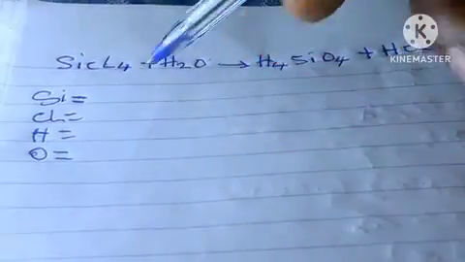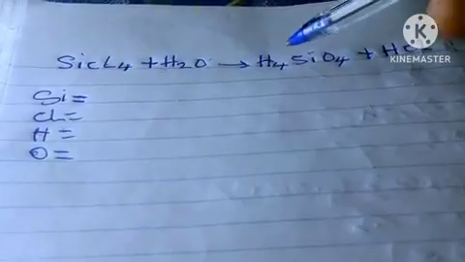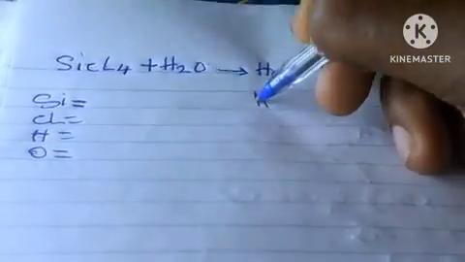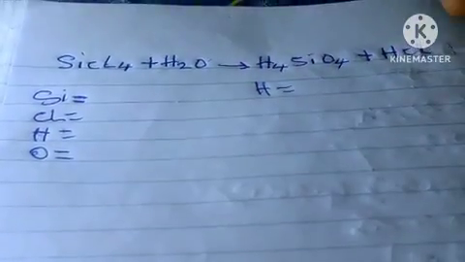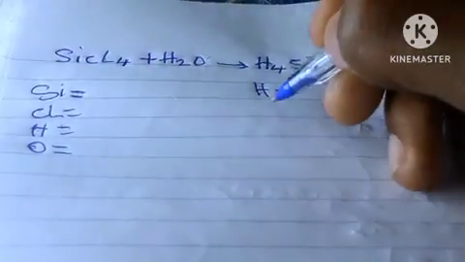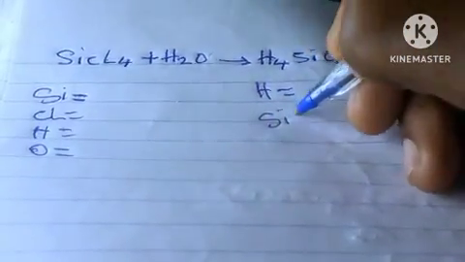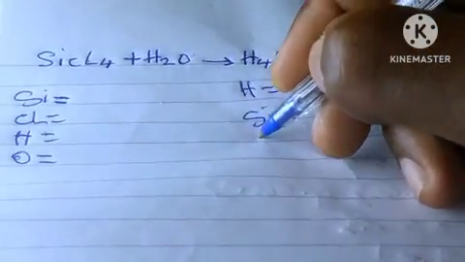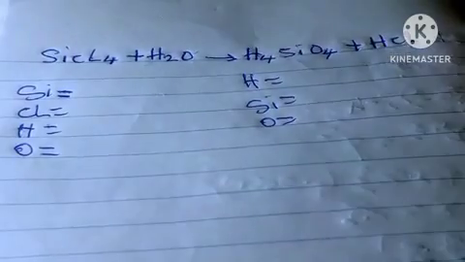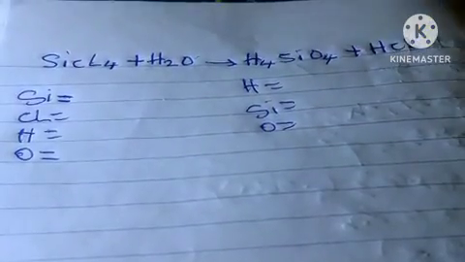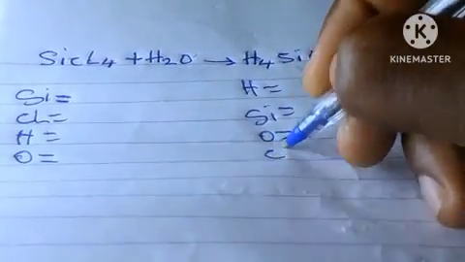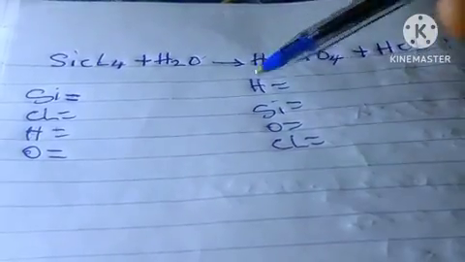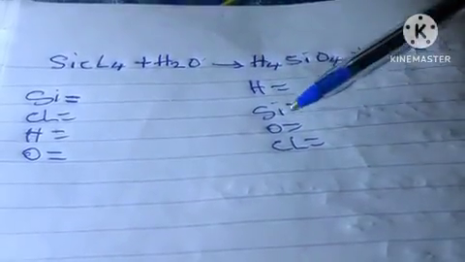So we are done with our left side. Let's come to our right side. The first one is hydrogen. Write it out. The second one is silicon. Write it out. The third one is oxygen. Write it out. The fourth one is chlorine. Write it out. So we are done writing down the elements, right?